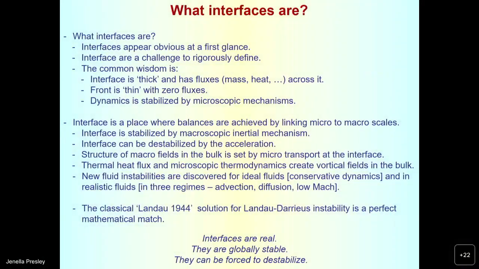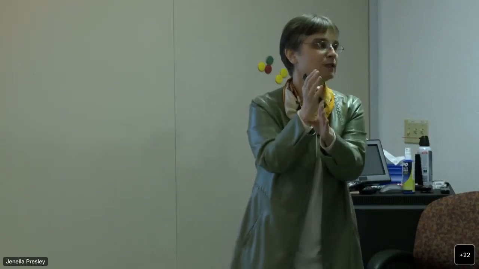Interfaces might appear obvious at first glance. We believe that an interface is something like a line separating one material from another. However, they are challenging to define rigorously. The common knowledge is that the interface is thick, maybe somewhat diffusive, and has some fluxes of, for instance, heat and mass, or maybe something else across it. Whereas the front is a sort of approximation of a very thin, non-diffusive interface that might have zero fluxes.